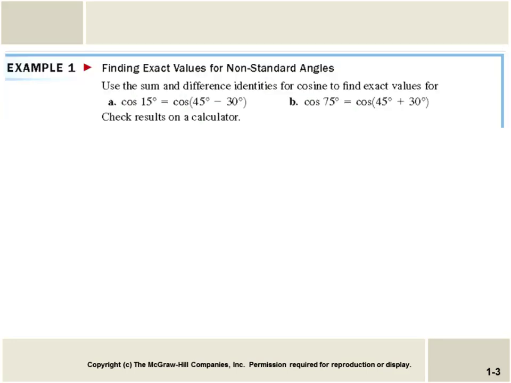So for example, here it says use the sum and difference identity for cosine to find the exact value of cosine of 15 degrees. I can find the exact value because 15 is equal to 45 minus 30, right? So using the formula, the cosine of 15 is equal to the cosine of 45, cosine of 30, and the sign flips, so plus sine 45, sine 30.